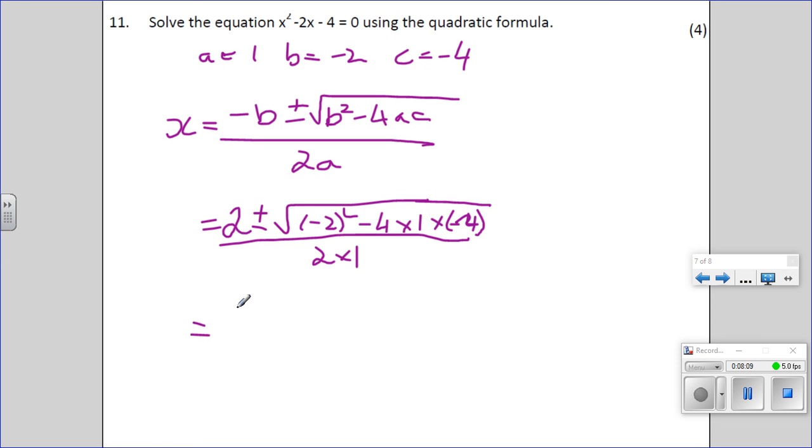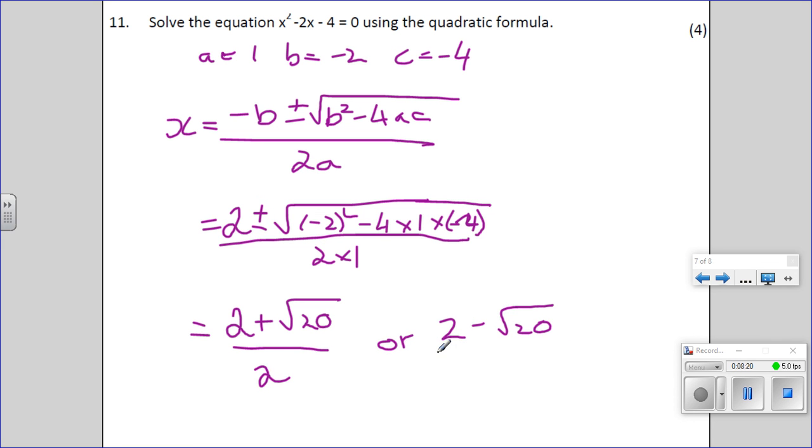Okay, so simplifying and separating, I get 2 plus root 20 over 2, or 2 minus root 20 over 2. I'm putting both of these into the calculator. I get 3.24 for one root, and then the other root is negative 1.24. Okay, and remember, quadratic formula is used when you can't factorize. Although you can use it if you can factorize and you don't know what to factorize, but this is where it's needed. It's not needed if you can factorize.